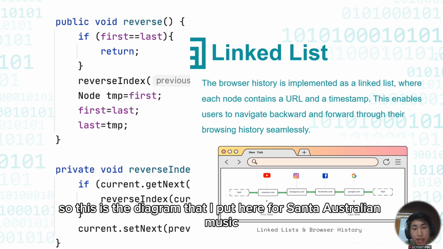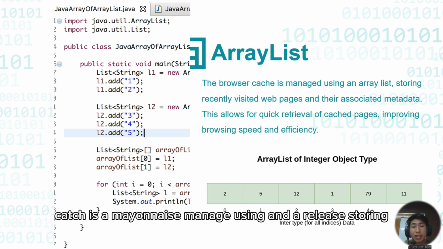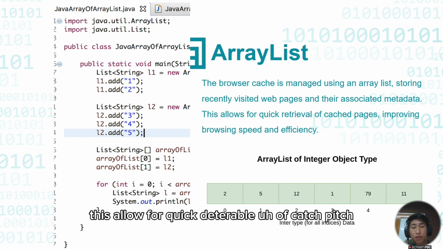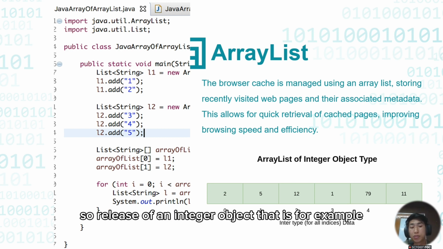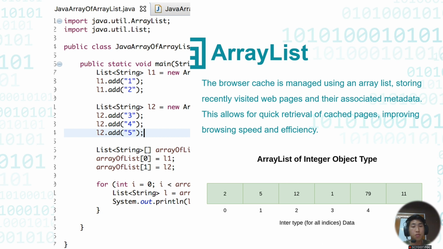So this is the diagram that I put here, for example, of the linked list. So the next algorithm is an array list. The browser cache is managed using an array list, storing recently visited web pages and their associated metadata. This allows for quick retrieval of cached pages, improving browsing speed and efficiency. An array list of an integer object type is, for example, like this diagram, and this is the coding sample.